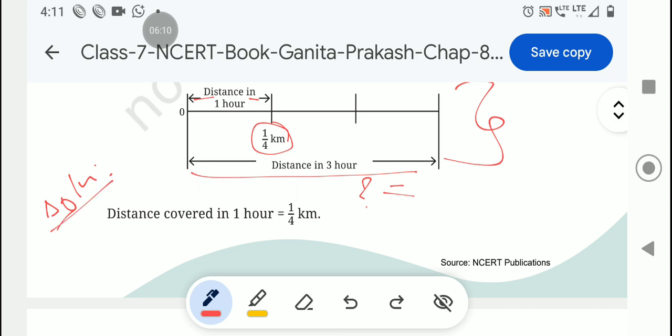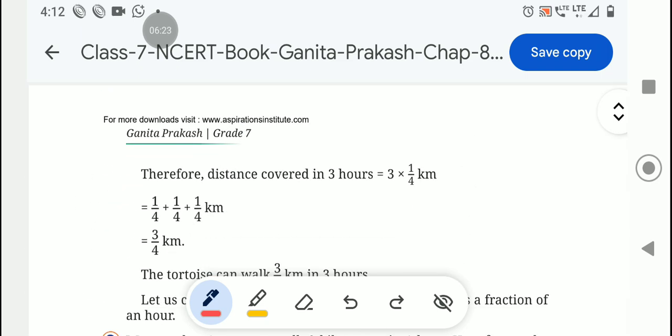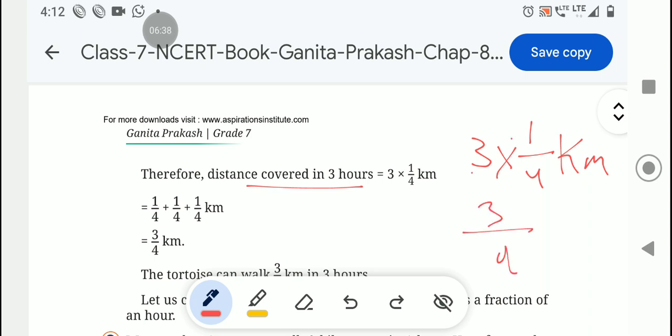First we write what is happening here. Distance covered in 1 hour: 1/4 kilometer. Therefore distance covered in 3 hours: 3 into 1/4 kilometer. 3 into 1/4, 3 ones are 3/4 kilometer. So the answer is 3/4 kilometer.